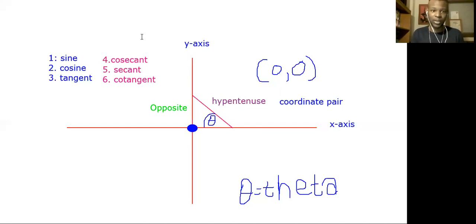So I'm going to use my text function to write. Let me bring it down just a bit. I might want to change the color to black. Adjacent. Should make the A capitalized, like I made the O capitalized. Anyway, so we have opposite, hypotenuse, and adjacent.